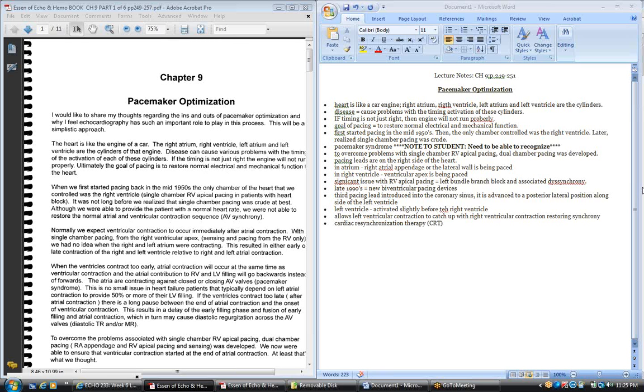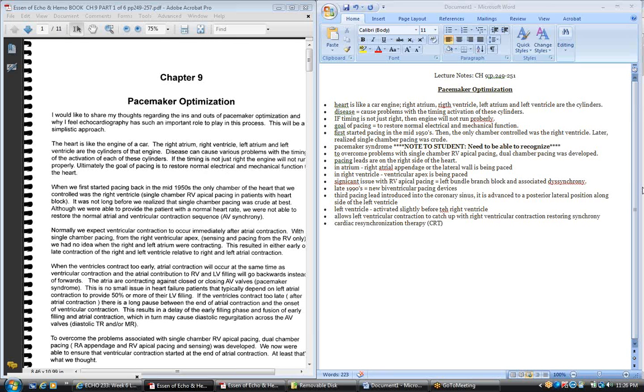So just like the heart is like a car engine, each chamber of the heart would be considered the cylinders. And if you have an electrical disease, it causes problems with the timing and the activation. So if you do not get the electrical stimulation transferring across the heart as it normally should, then you have problems with the timing, and therefore that's why we're putting in a pacemaker. An engine doesn't run properly if the timing is not just right. So the goal of putting in a pacemaker and optimizing it is to restore normal electrical and mechanical function of the heart.